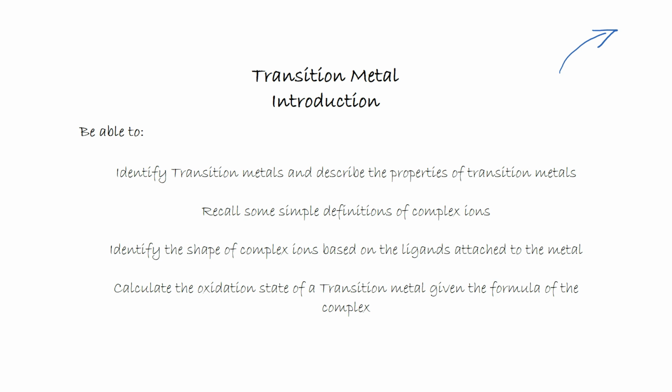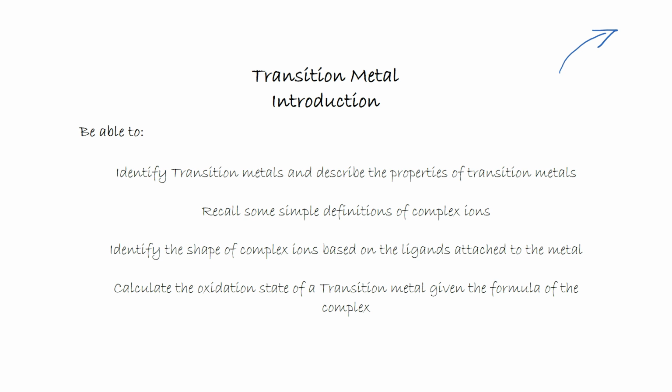But before we go any further, let's just see what we should be able to do by the end of today's lesson. We should be able to identify transition metals and describe the properties of transition metals, recall some simple definitions of complex ions, identify the shape of complex ions based on the ligands attached to the metal, and calculate the oxidation state of a transition metal given the formula of the complex.